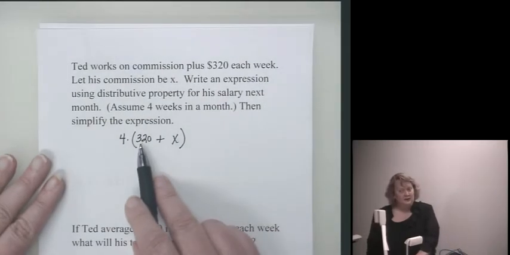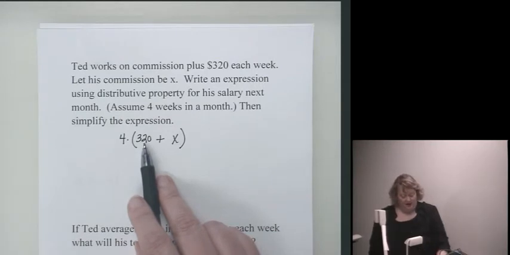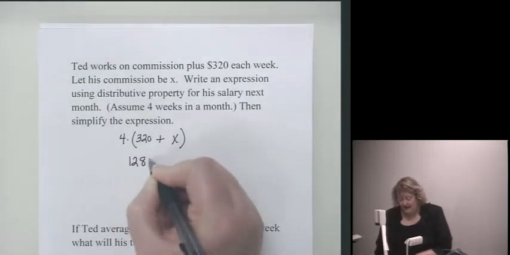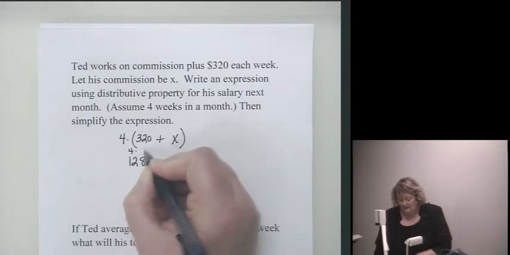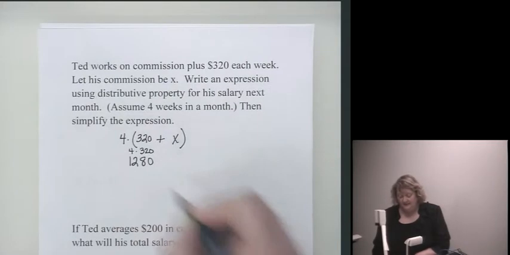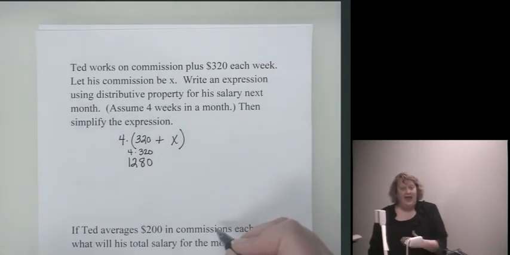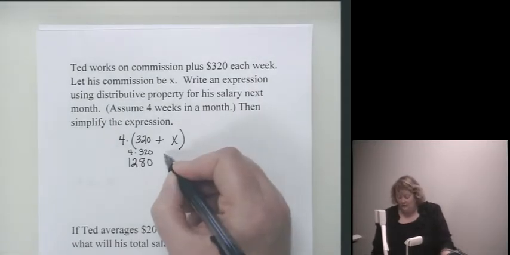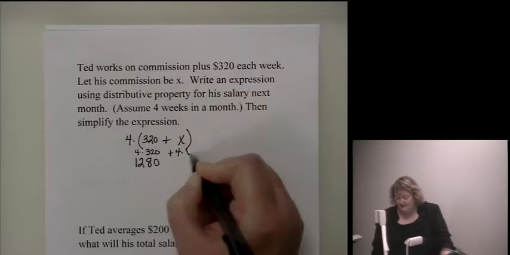However, the 320 is set. And we know that every week he'll earn $320. And as he earns $320 each week, 4 times 320 tells me that his set salary for the month is $1,280. 4 times 320 gives me that $1,280. And his commission, and let's say he earns the same commission every week, and that's what we're assuming in this problem, would be then plus 4 times X.